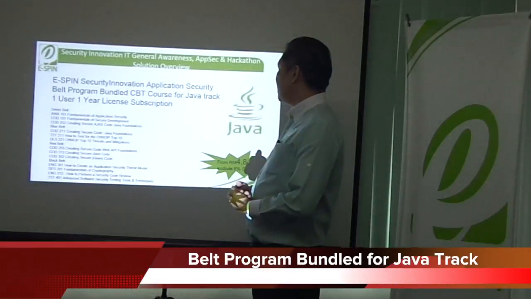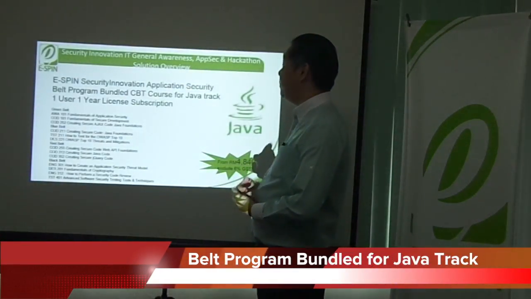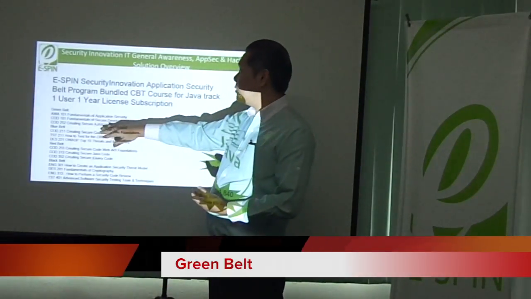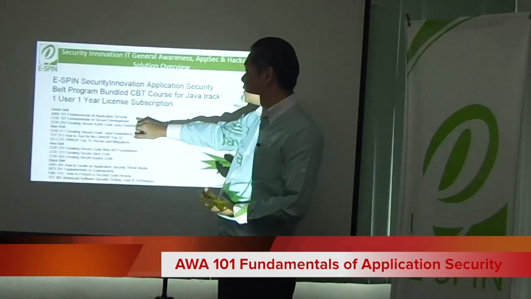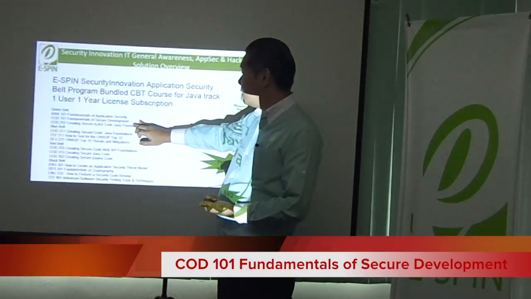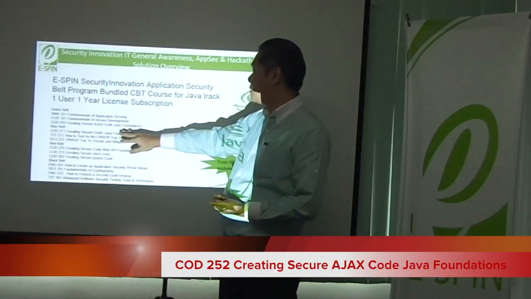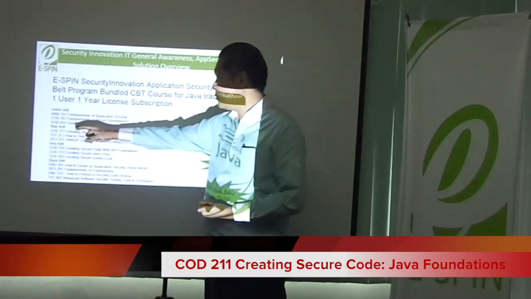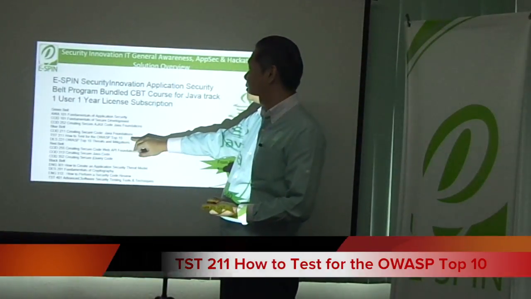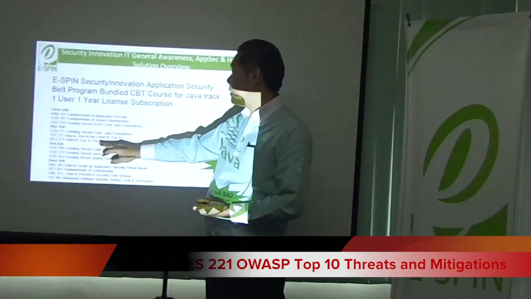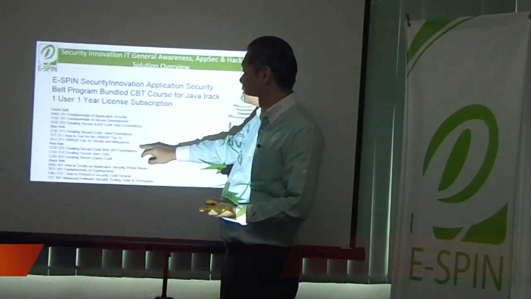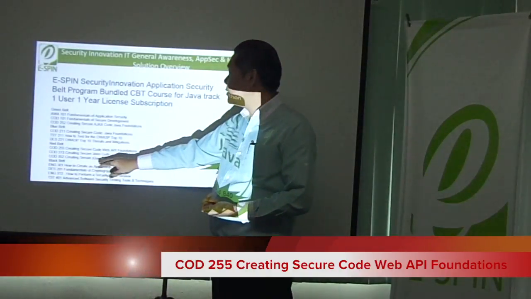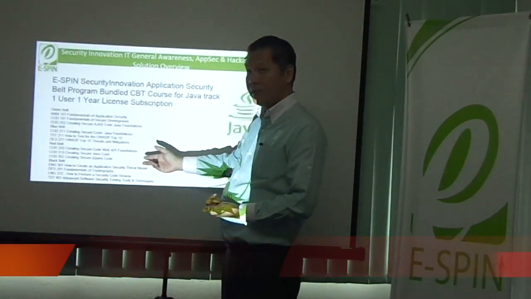First, we talk about the Java track under this build program bundle. In the green build, inclusive of the foundation of application security, foundation on secure development, create secure Ajax code. Java foundation, create secure code Java foundation under blue build. Then how to test for the OWASP top 10, and then OWASP top 10 threat and manipulation, and then further to the red build. So we have create secure code web API foundations.